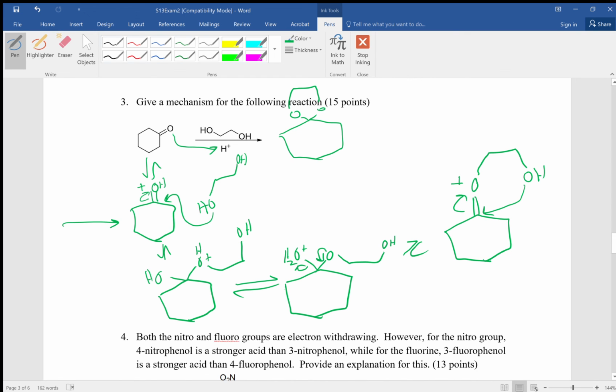It's able to at this point because it's an sp2 carbon, therefore not sterically hindered. That now gives us our 5-membered ring with one of the oxygens protonated, and we just need to lose the proton to get to our product.